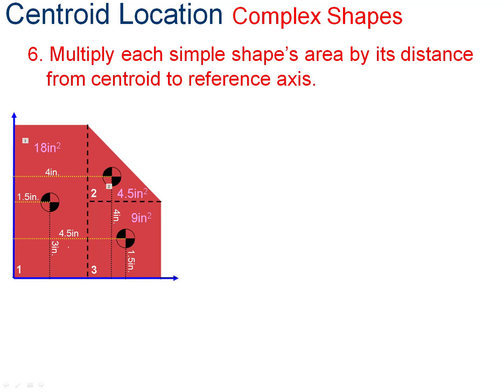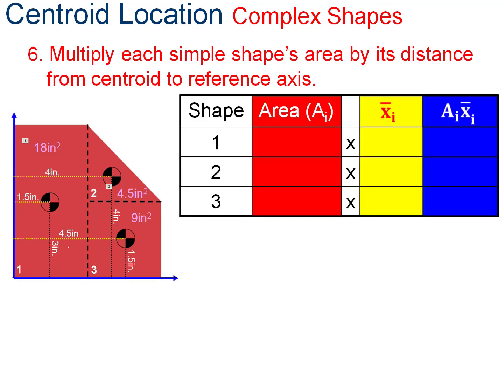Step 6 is multiply each simple shape's area by its distance from the centroid to the reference axis. So first, we make a little table like this. We say, hey, what's the area of shape 1? Well, 18 square inches. Where is the X bar for shape 1 from the datum? 1.5 inches. And I multiply those two together, and I get 27 cubic inches.